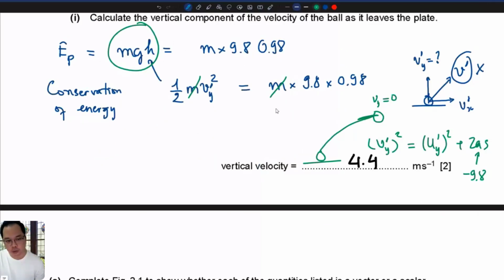Can you also try using the conservation of energy here? So for Vy in the vertical component, 2 times 9.8 times 0.98, huh? And then take that square root. The Vy in the vertical direction is 4.34. A little bit different from 4.4, huh?